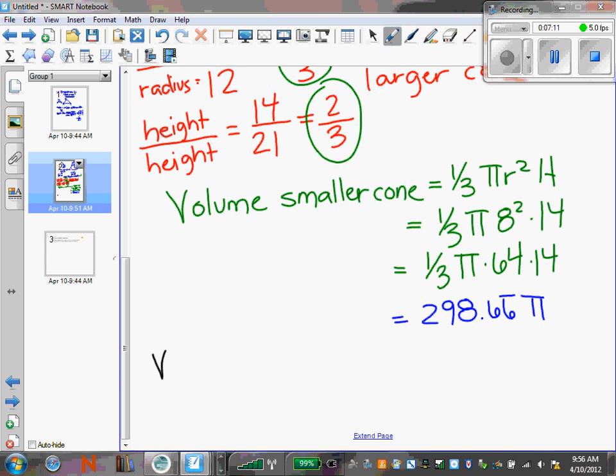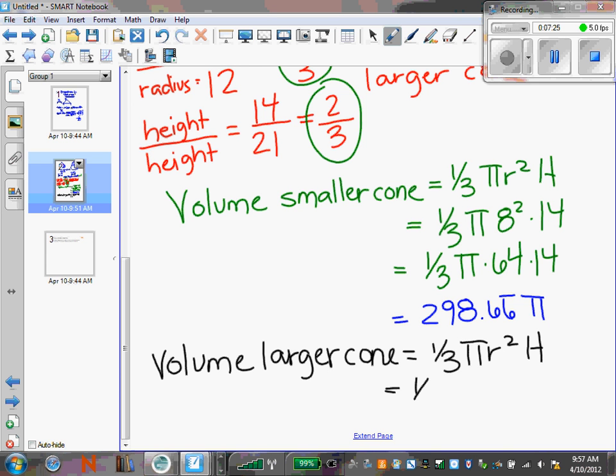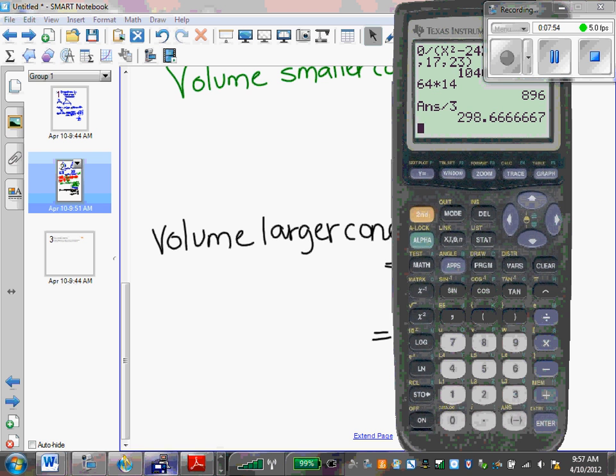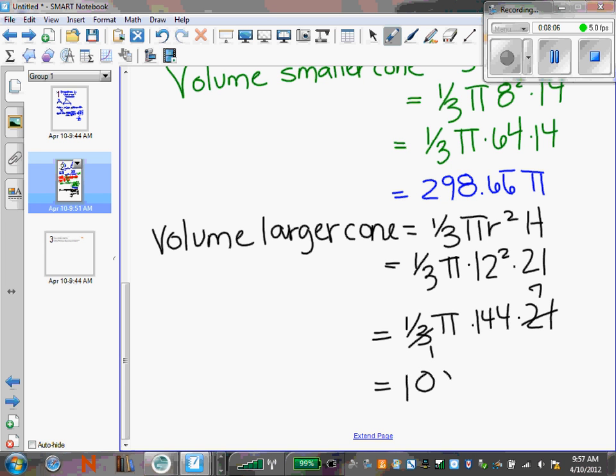Let's look at the volume of the larger cone using 1/3 pi r squared times h. The radius of the larger cone is 12, and the height is 21. So this time the 3 will divide into the 21, and we can make that 7. So we just need to calculate 144 times 7. And we get 1,008 times pi.